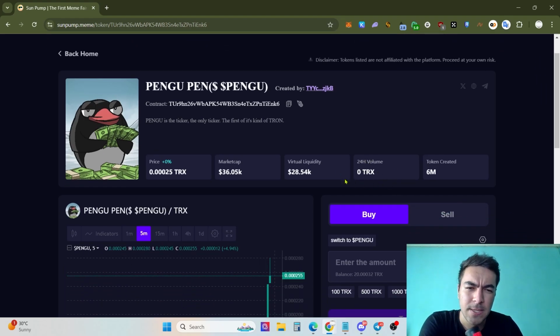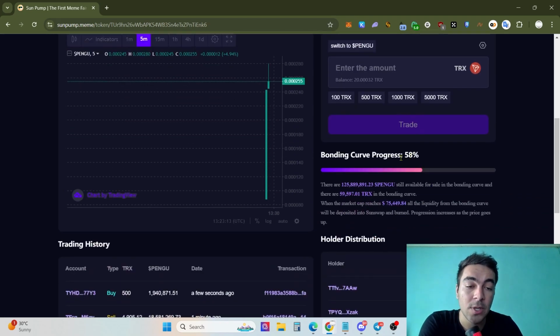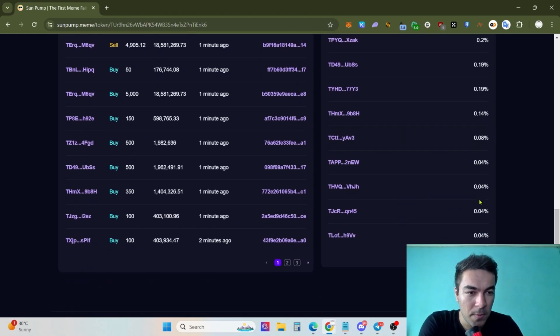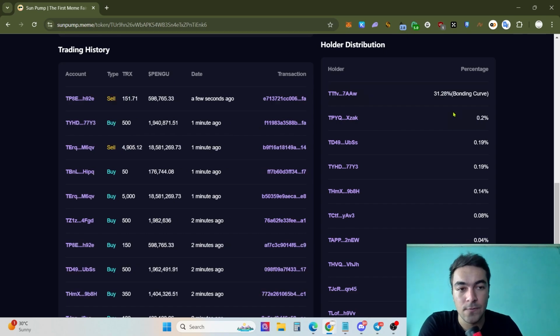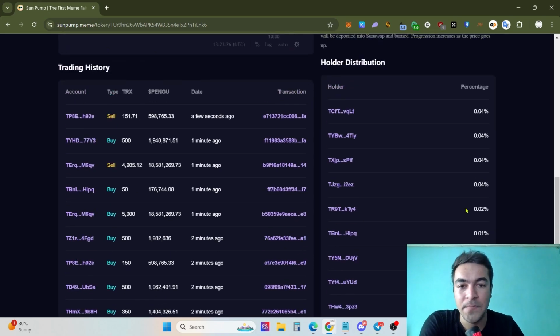Probably it's a Sunpump error. The token was created 6 minutes ago. Virtual liquidity is so good, market cap is also good, and bonding curve progress is 58%. The bonding curve holds 31% of total supply, and the other supply is distributed among the holders.